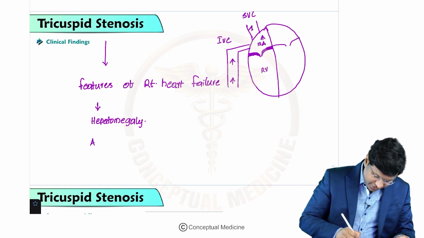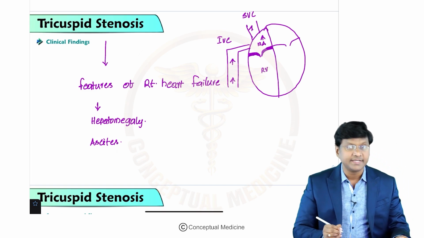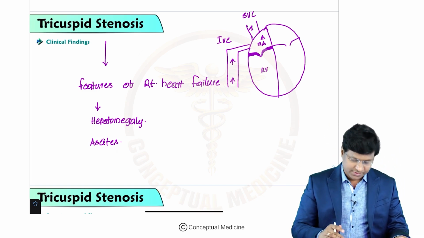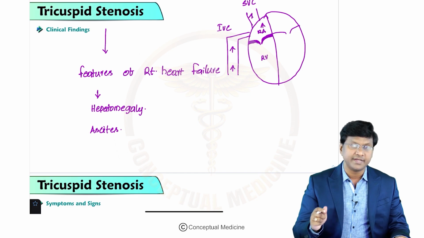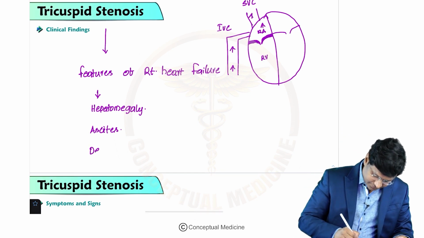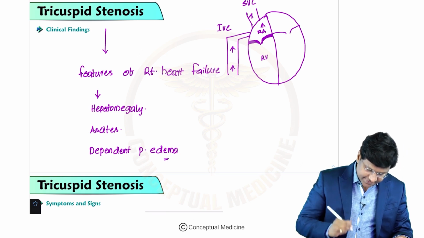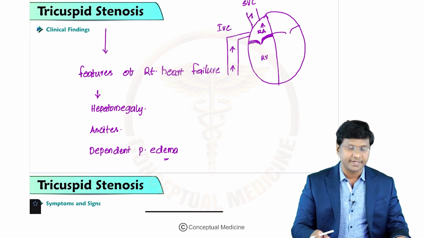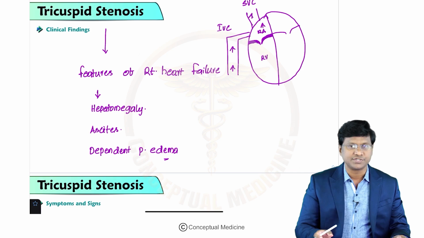Okay, so the next important feature is development of ascites. And subsequently, as the pressure within the inferior vena cava increases, there is also development of dependent pedal edema. So these will be the clinical features of tricuspid stenosis.